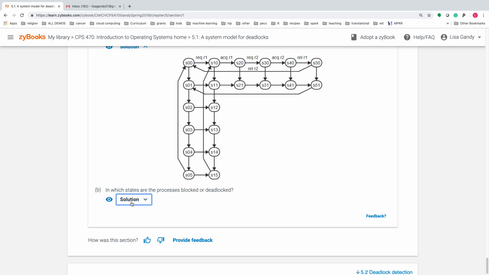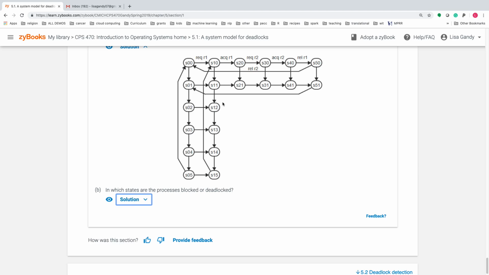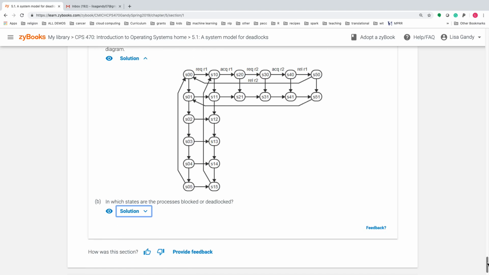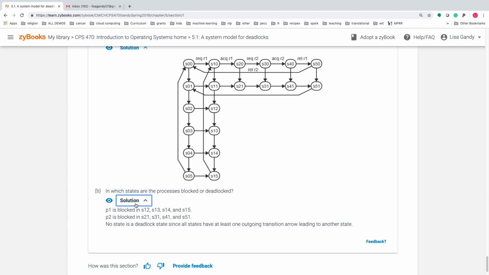This is the modified graph. Yeah, this is a graph that they modified, so it's like a new graph. So from P1 we're blocked by 12, 13, 14, and 15. And then 21, 31, 41, 51 for P2. And then deadlocked: none. I don't see anything. Let's see if we're correct. Yeah, so good.